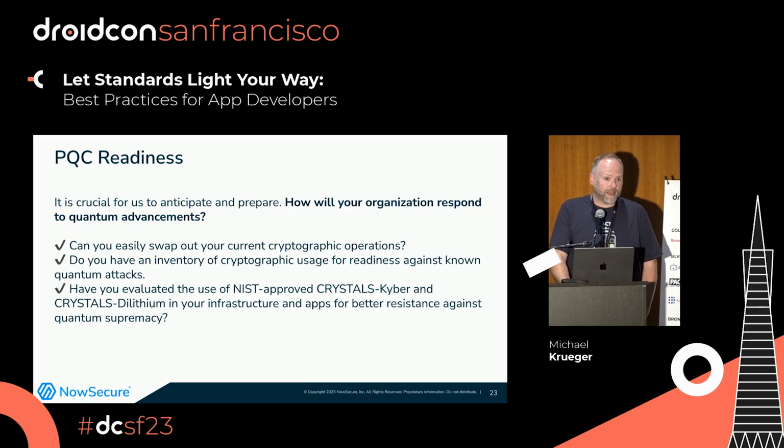So have you inventoried that crypto? Do you know what you have in your app? And have you evaluated the use of these algorithms? So there are libraries that are already released. There is actually a sample library already out there specifically for Android. So if you search for PQC crystals, they actually do link out to several open libraries that you can start to evaluate for your particular use case.